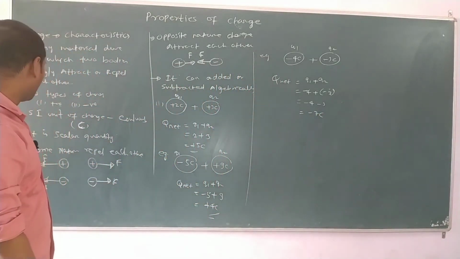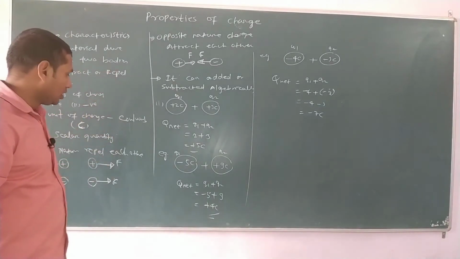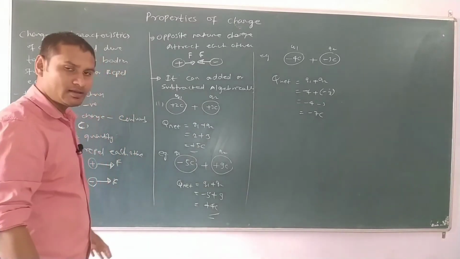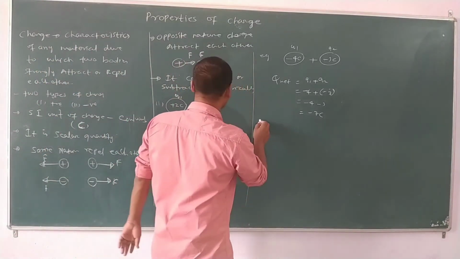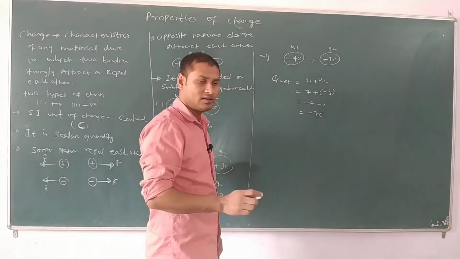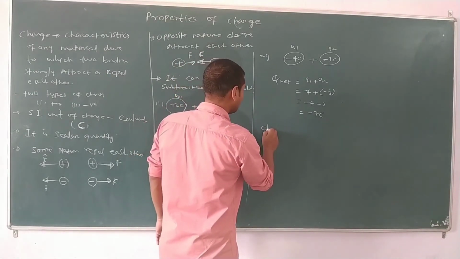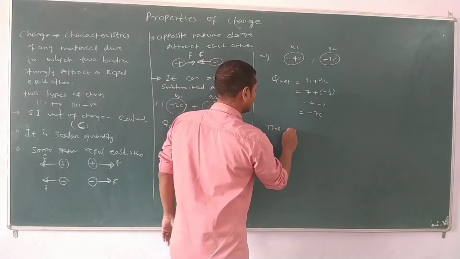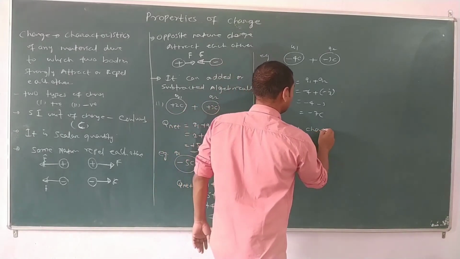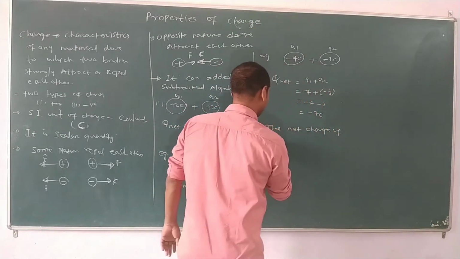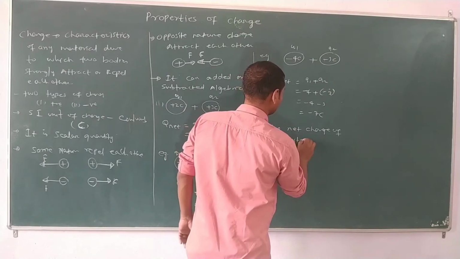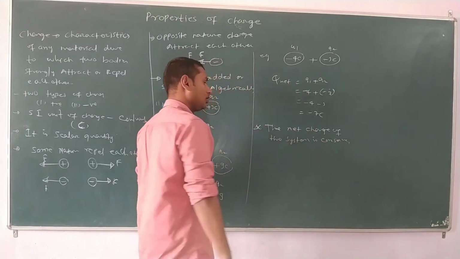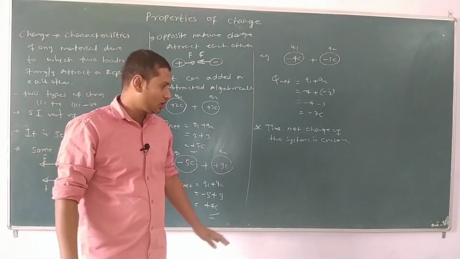Another property of charges is that charges are quantized, or charges are conserved. The next property of charge is that the net charge of the system is conserved. What is the meaning of that? The net charge of a system is conserved.